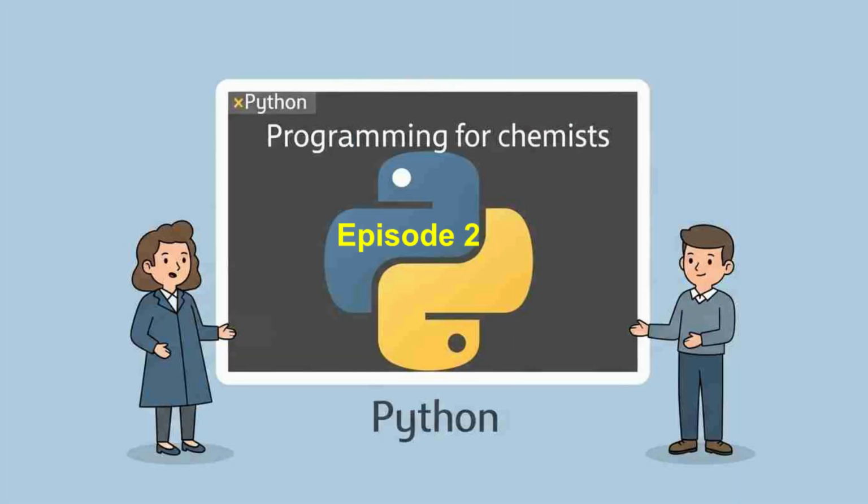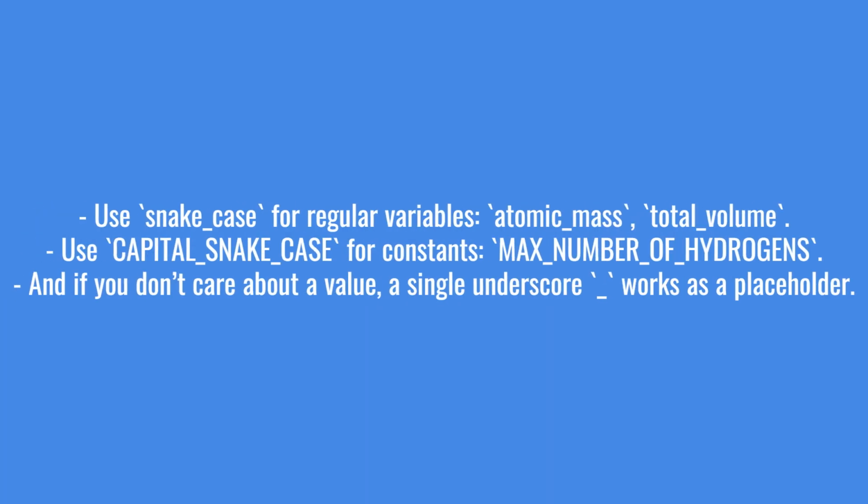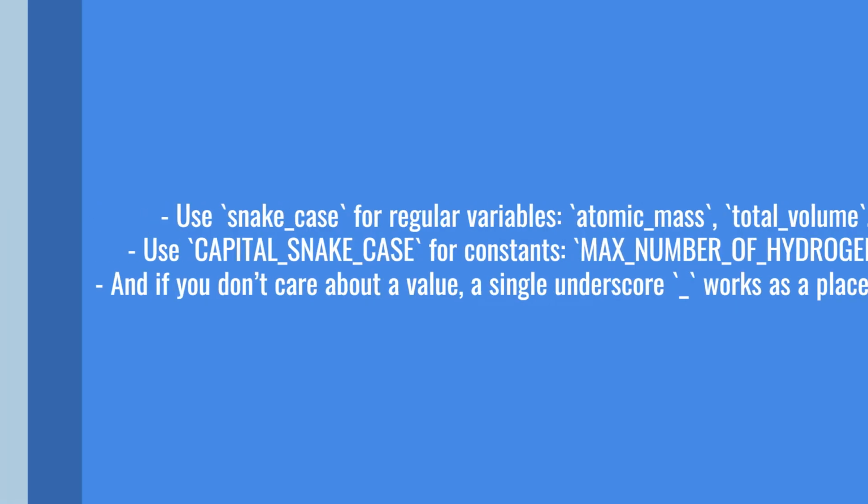But beyond rules, there's style. Python follows PEP8 conventions. Use snake case for regular variables like atomic_mass, total_volume. Use capital snake case for constants like MAX_NUMBER_OF_HYDROGENS. And if you don't care about a value, a single underscore works as a placeholder.